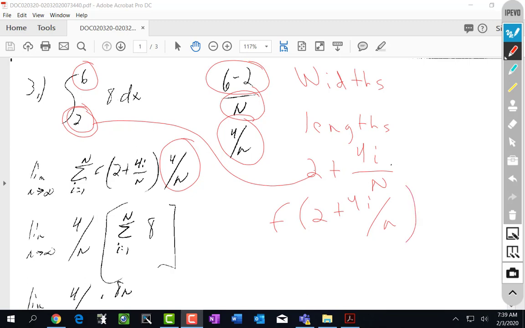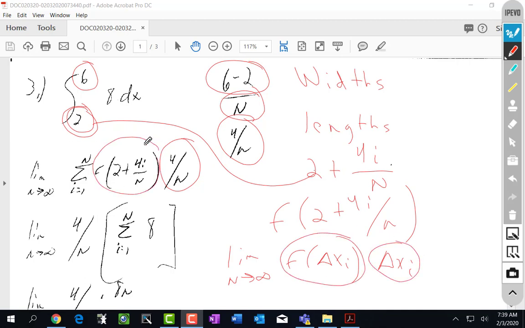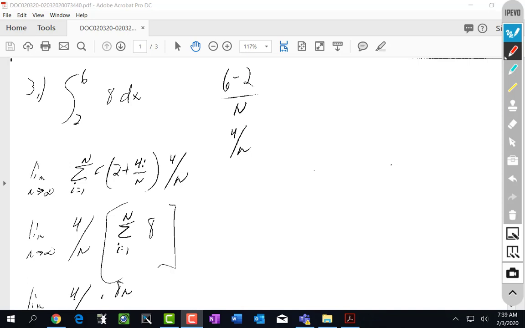So remember, your formula is the limit as n approaches infinity of the sum of f of x sub i times delta x. So these are our lengths and this is our widths. Substituting this in, here's my lengths, here's my widths. So here I'm taking it to infinity, and I've got the sum from i equals 1 to n of f of 2 plus 4i all over n.